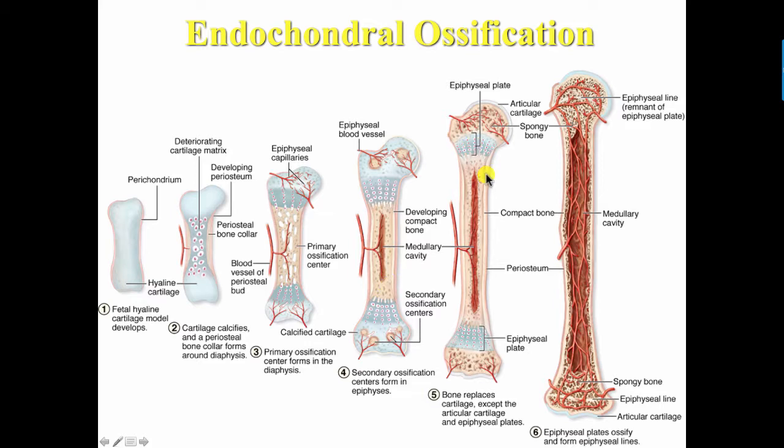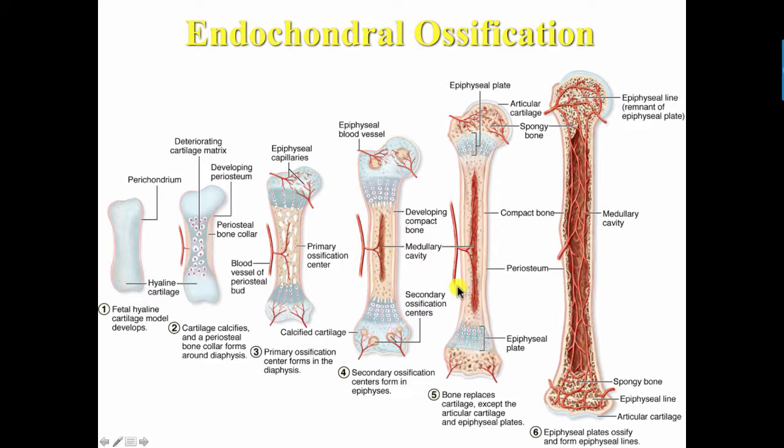By now, all that remains of the original cartilaginous model is the articular cartilage covering the epiphyses at each end of the long bone, and two strips of cartilage, shown here, the epiphyseal plates, at the junction between the diaphysis and the epiphysis. Articular cartilage here and here plays no further role in the growth of the bone. The epiphyseal plates here and here are solely responsible for the subsequent increase in length of the bone.